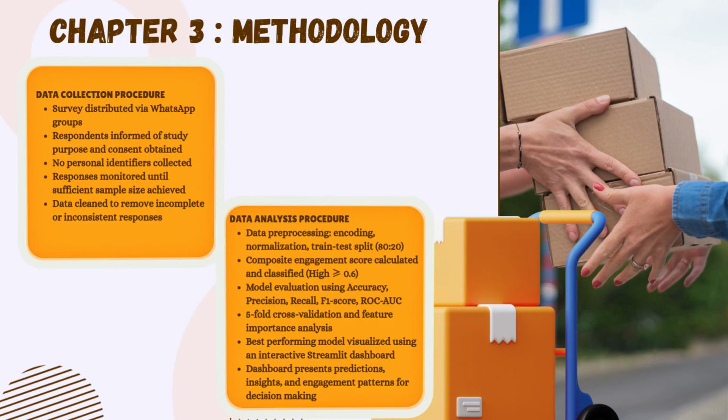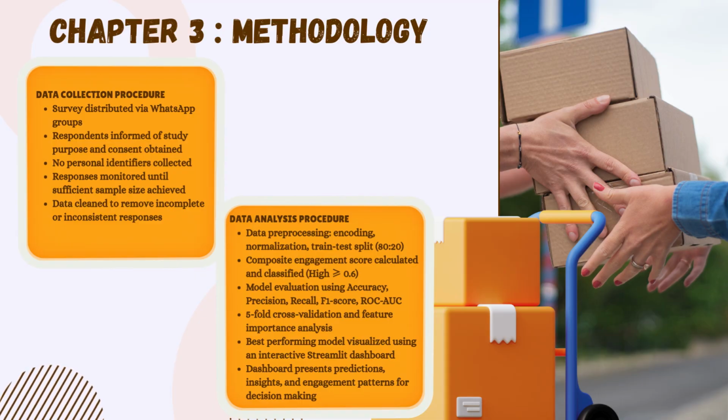We continue with Chapter 3 Methodology, Data Collection Procedure. The survey was distributed to university students via WhatsApp groups. Respondents were informed about the purpose of the study and consent was obtained electronically. No personal identifiers such as name or student IDs were collected to ensure their privacy. Responses were monitored until the required sample size was achieved. And finally, the dataset was cleaned by removing incomplete, duplicate, or inconsistent responses to maintain data quality.